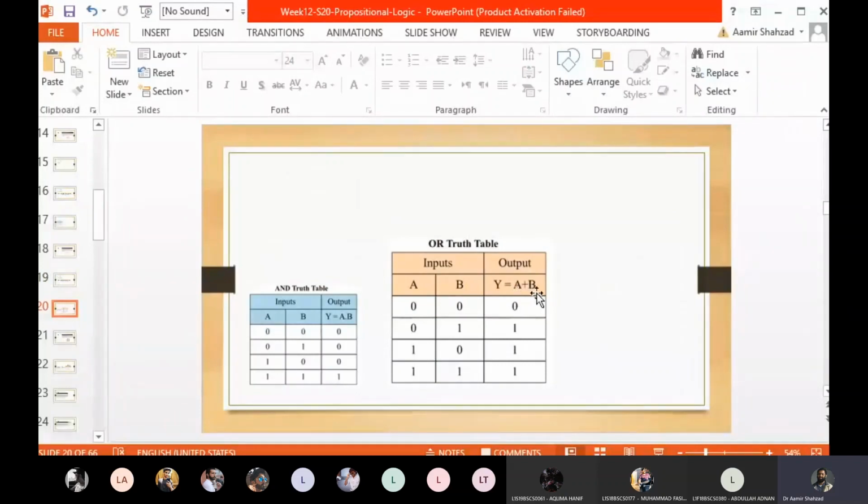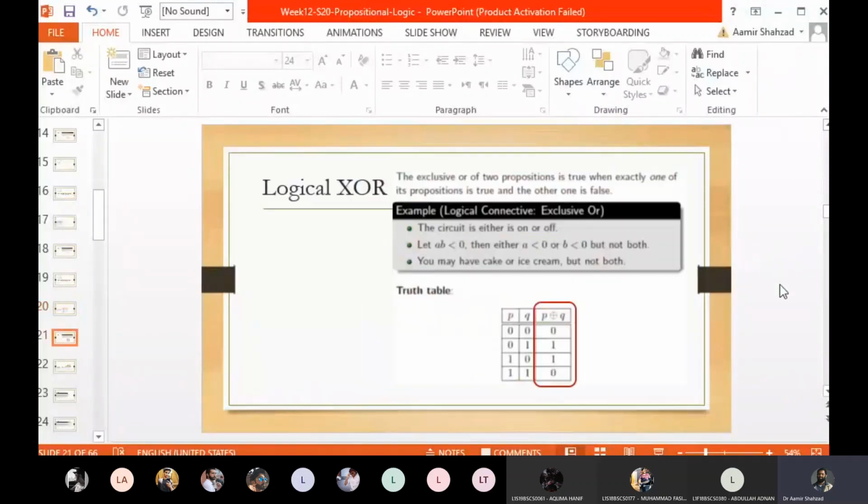Sometimes we write it down A plus B for OR operator as well, लेकिन मोस्टली हम इसको ∨ सिंबल से डिनोट करेंगे. एक्सक्लूसिव और वो और है जो हम अपनी आम कन्वर्सेशन में यूज करते हैं.